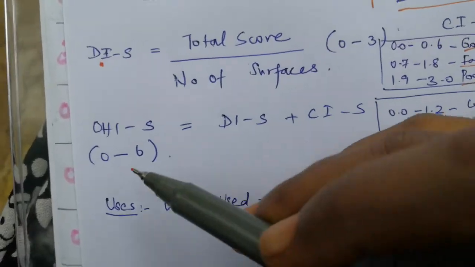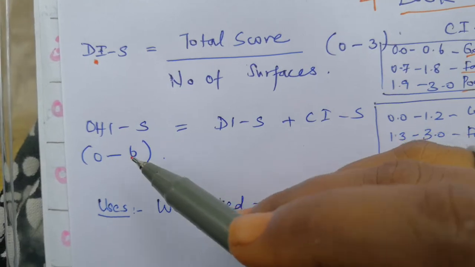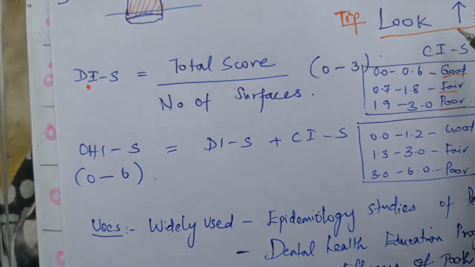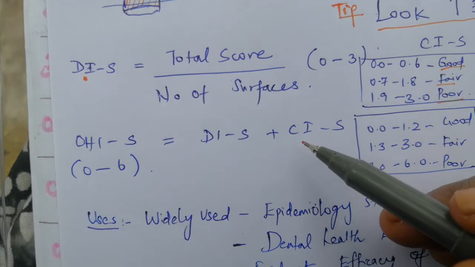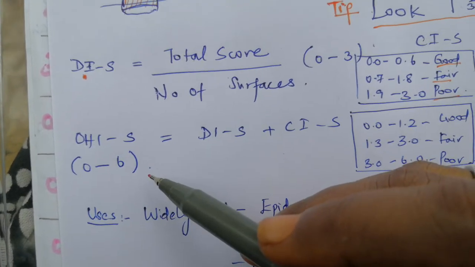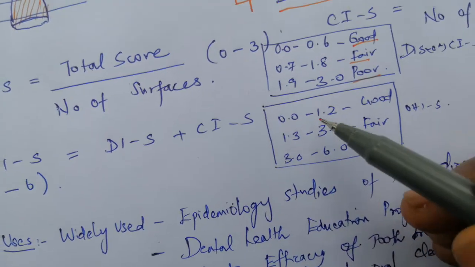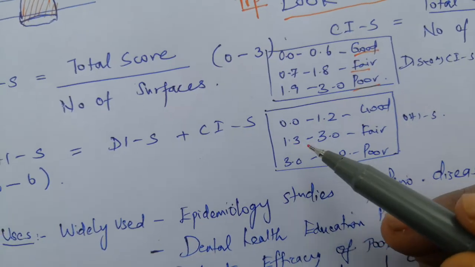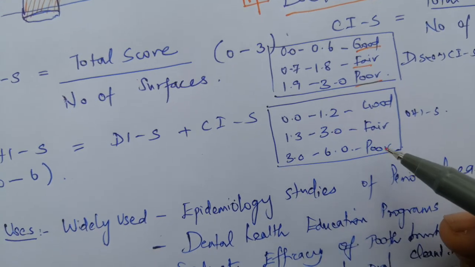Then the Oral Hygiene Index Simplified. How is the calculation? You have to add the Debris index and the Calculus index together. It will give you a value ranging from 0 to 6. So 0 to 1.2 is good, 1.3 to 3 is fair, 3 to 6 is poor.